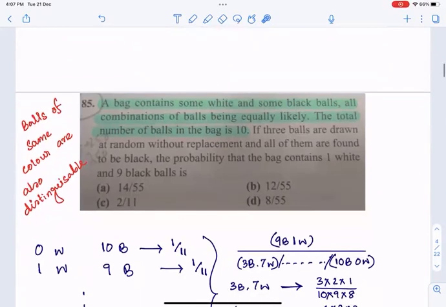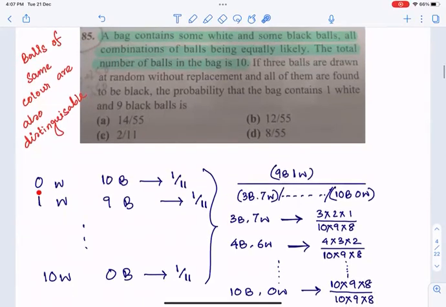Now, if I consider these were the earlier possibilities, these are the 11 cases: 0 white, 10 black, 1 white, 9 black, and so on, 10 white, 0 black.